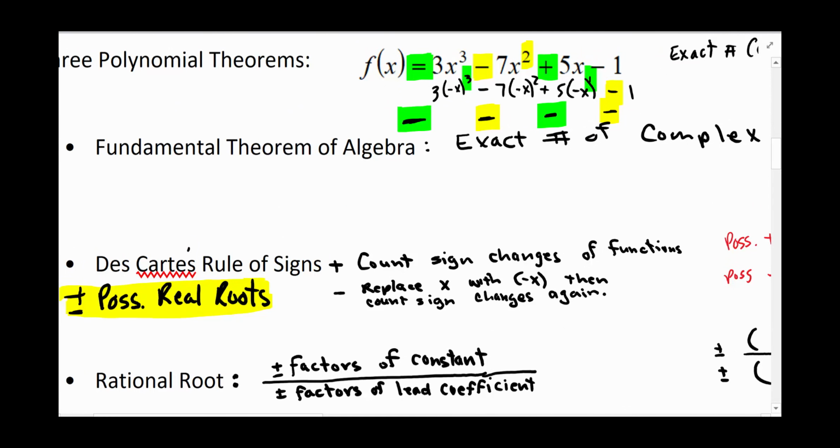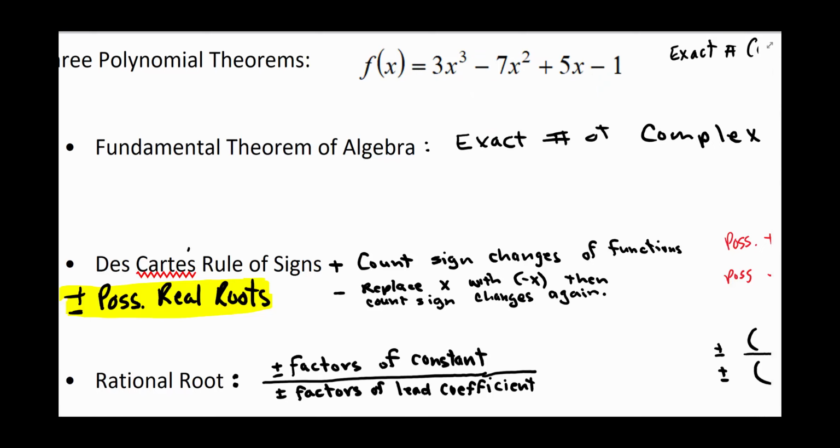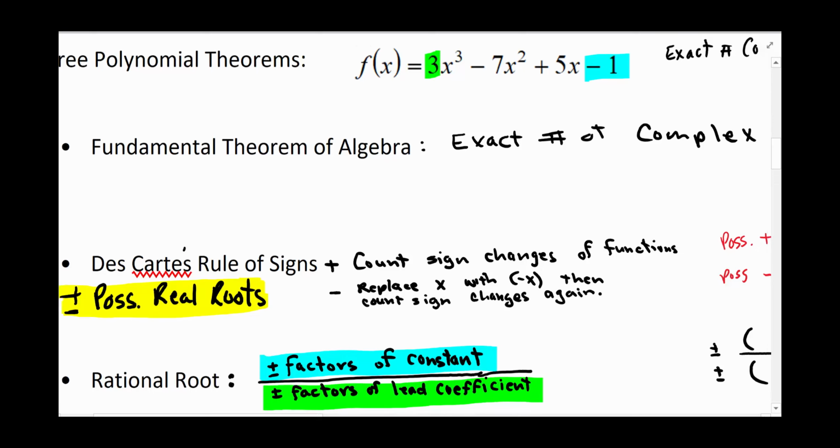I'm going to erase all this stuff again. You take the factors of the constant and the factors of the lead coefficient. So the factors of the constant, positive and negative, go in the numerator, and the factors of the lead coefficient go in the denominator. And that's how you find your roots.